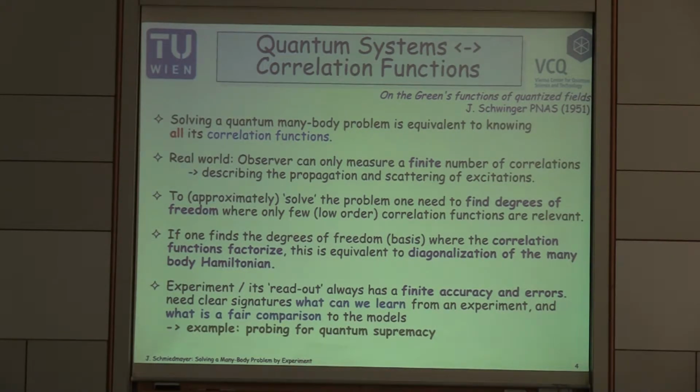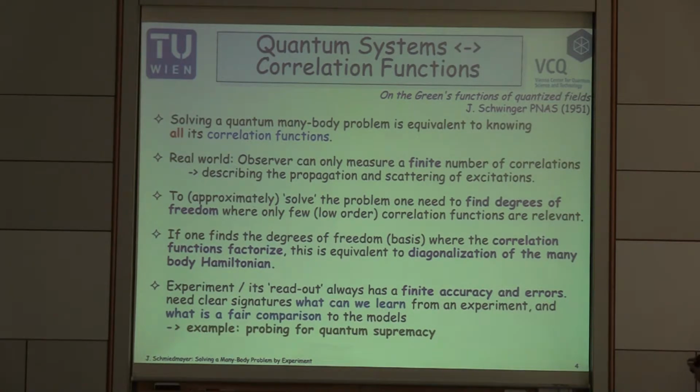Also, in an experiment, the readout always has a finite accuracy and an error. The question is that looking at these correlation functions, how they behave, and how much information is in any specific order of the correlation functions, tells you exactly how good your experiment is. I don't believe anybody who says he measures a very strongly correlated system who cannot show me connected correlation functions. Because if he cannot measure connected correlation functions, as we show, he can diagonalize this Hamiltonian.